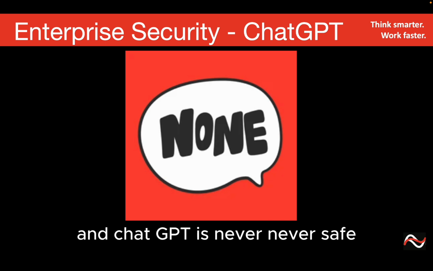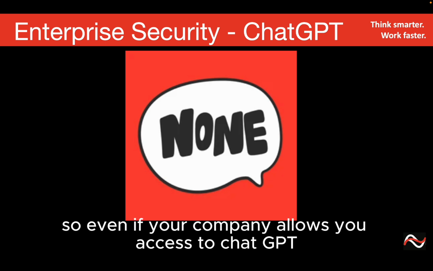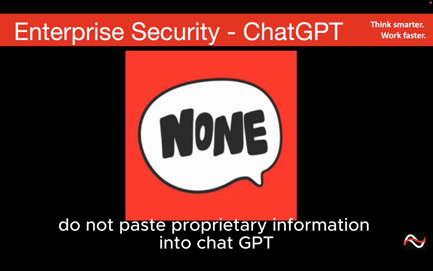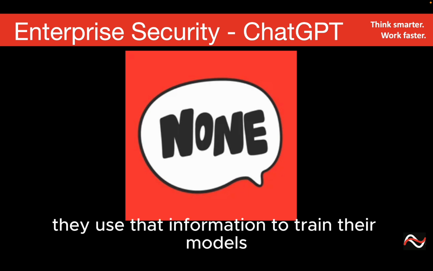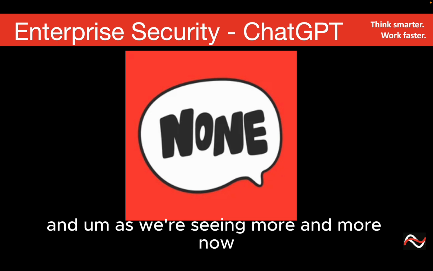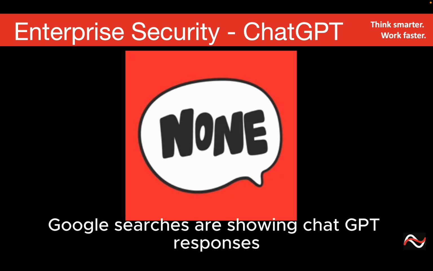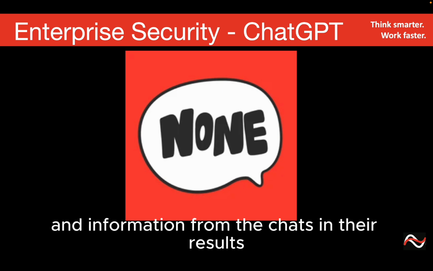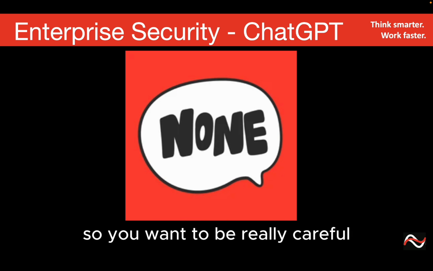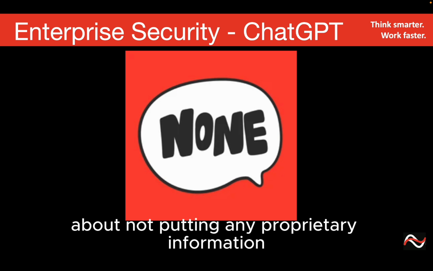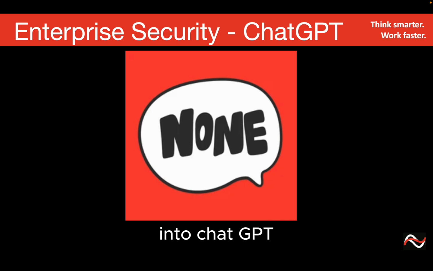And ChatGPT is never safe. So even if your company allows you access to ChatGPT, do not paste proprietary information into ChatGPT. They use that information to train their models. And as we're seeing more and more now, Google searches are showing ChatGPT responses and information from the chats in their results. So you want to be really careful about not putting any proprietary information into ChatGPT.